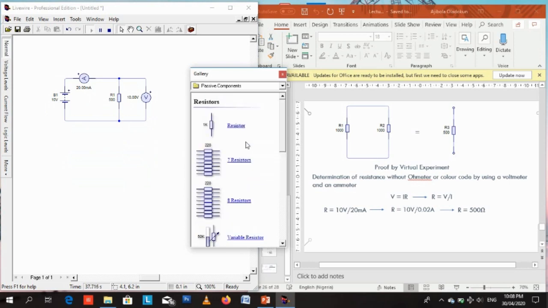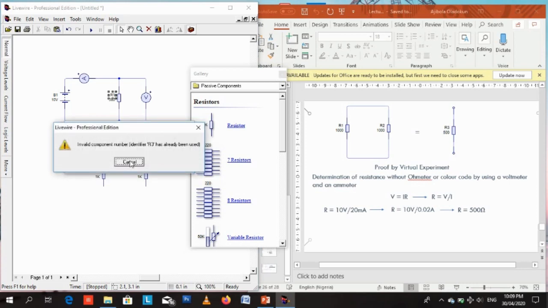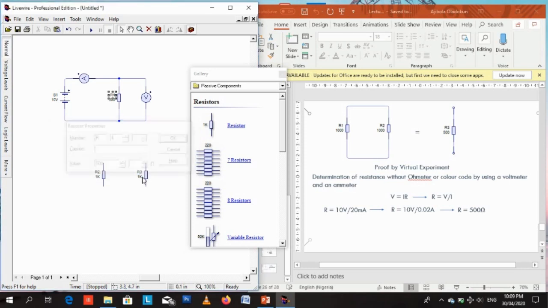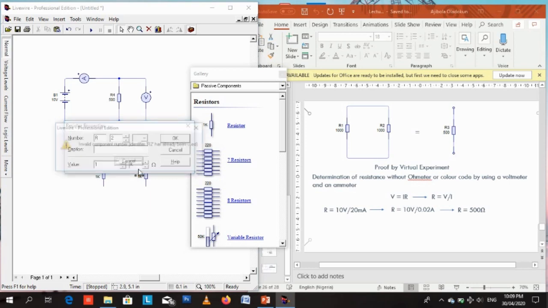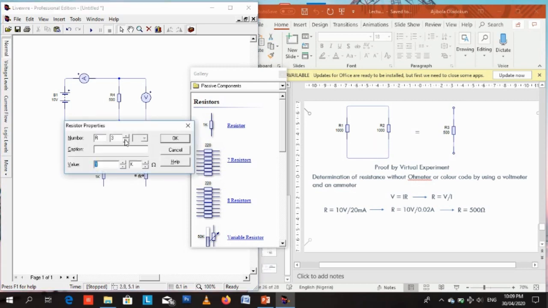So we need passive components, resistors, about two of them. Let's add the first one, then click and drag the second one. Remember how to connect two resistors in parallel. Let's call this one R3. Oh, we already have R3. Let's call it R4 for now. Let's change this one to R2. Double click, change it to R2. Oh, R2 already exists. Cancel. Okay, yeah, this is R2. Double click, let's make this R1, then double click and make this R2.